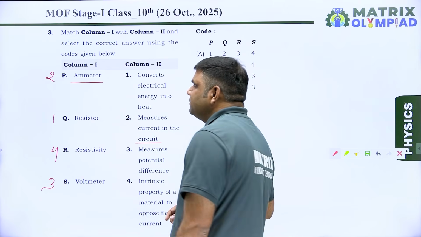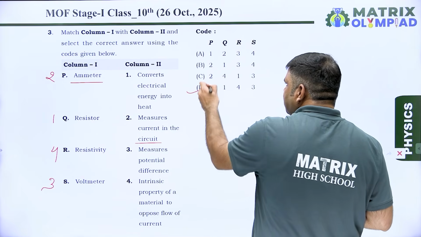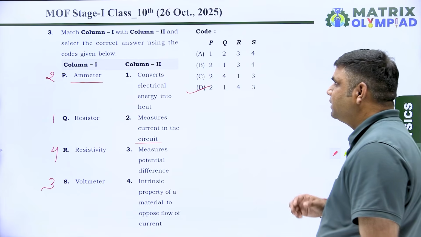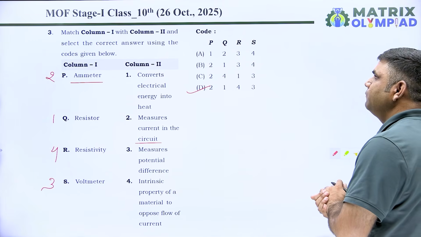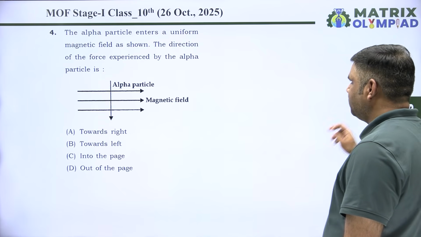So our correct sequence will be 2, 1, 4, 3. So in option number D we have 2, 1, 4, 3. So our correct answer will be option D for question number 3. Let's move to the next question, that is question number 4.